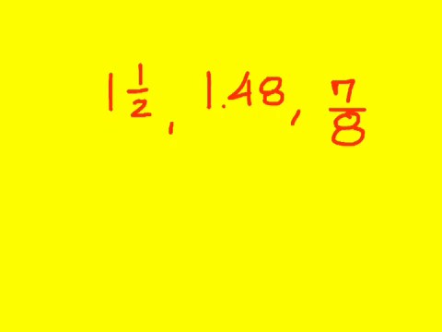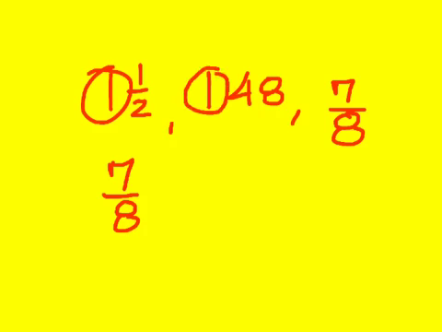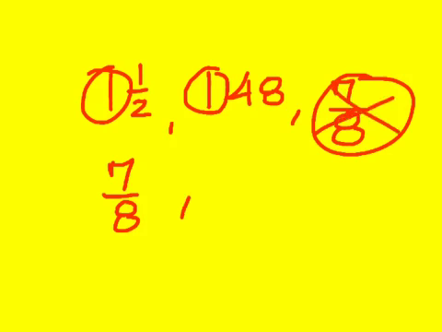Example number 2. 1 and 1/2, 1.48, 7 over 8. Which one is the least? 7 over 8 would be the least one, because this is 1 or over, that's 1 or over, this is less than 1. So we've used that. Now, which one is the second highest? 1.48 is the next one, and that leaves you with 1.5.